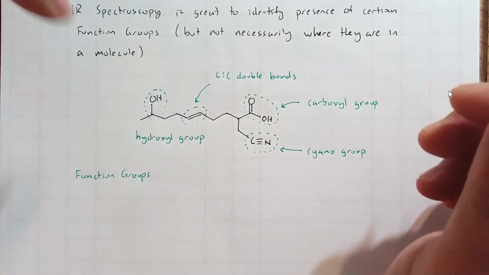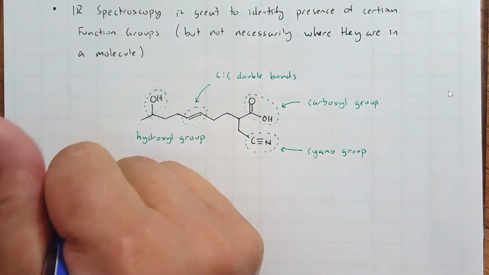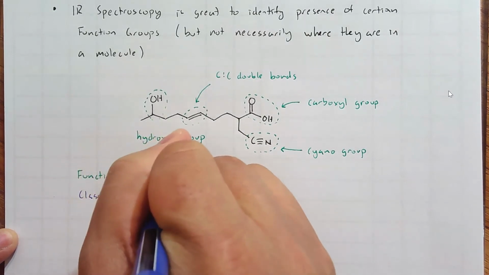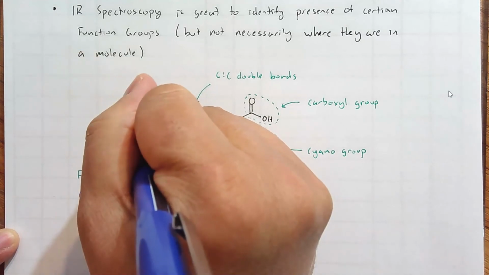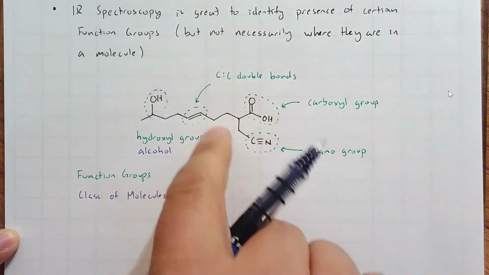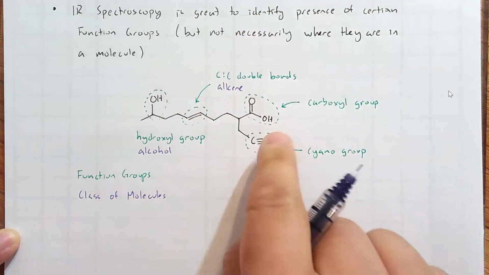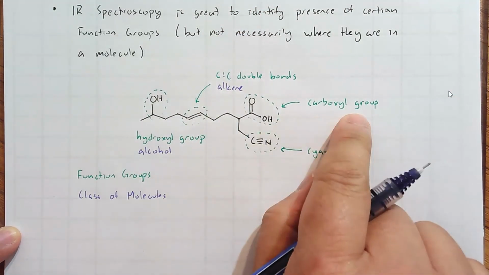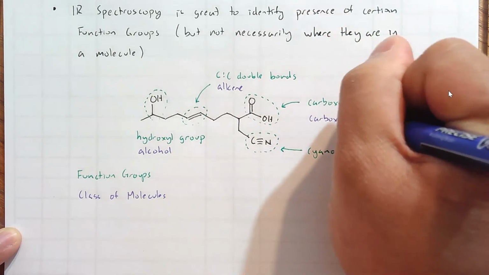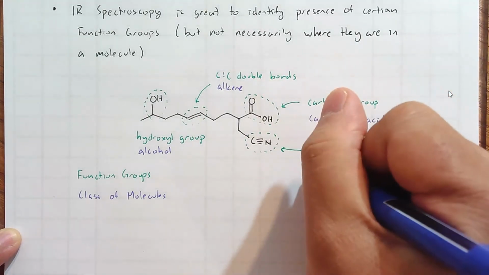I think most people call this an alcohol. To me, that's not really a functional group, that's called a class of molecules. In purple, I think many people and professors call this an alcohol functional group. They call this an alkene. This one is fairly similar. Instead of a carboxyl group, most people call it a carboxylic acid. And this cyano group makes this molecule also a nitrile.